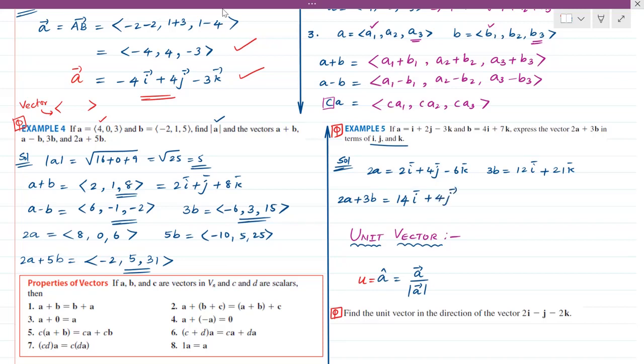There is no j term in the b vector. Next, minus 6 plus 21, which is equal to plus 15k. So if the question is given in terms of ijk, you have to write the final vector in terms of ijk, not in the bracket format. This is the bracket format: 14 comma 4 comma 15. This is also an answer, but the question mentions express in ijk, that's why we will keep it in ijk.